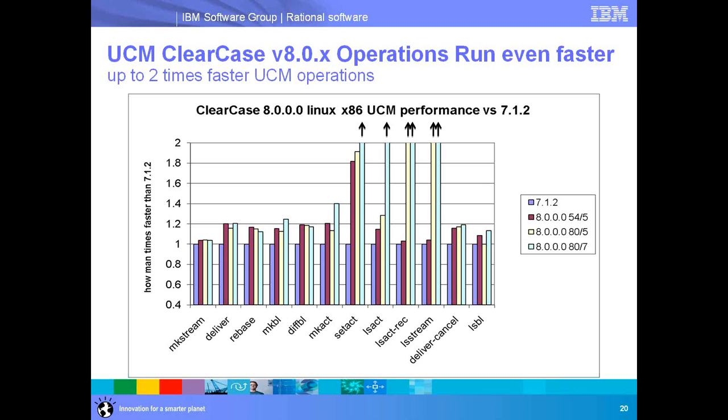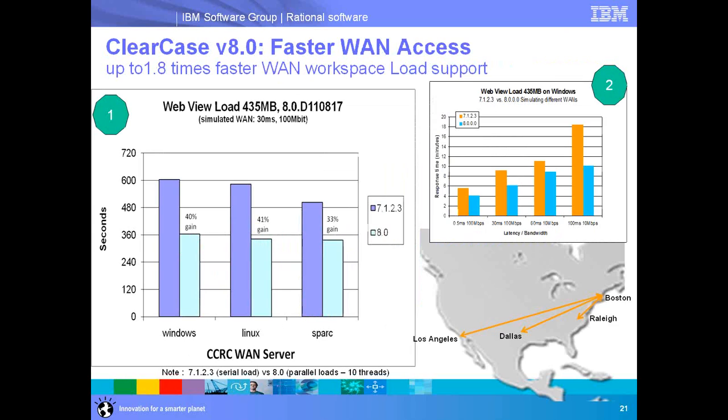In this slide, this talks about the comparison of performance on a WAN-based activity when you are using the CCRC WAN server. So in slide 1, this shows the time that it has taken for loading a web view, and this has been checked or compared on different platforms. Like here we have compared on Windows, Linux and Spark, and on an average we have been able to get about 35% of a gain compared to the older version of 7.1.2.